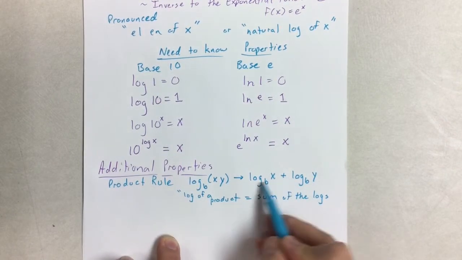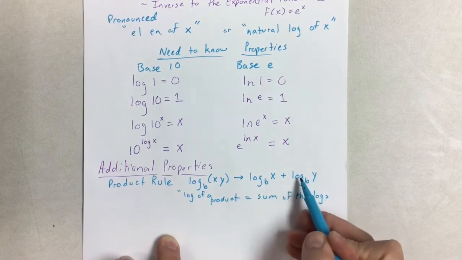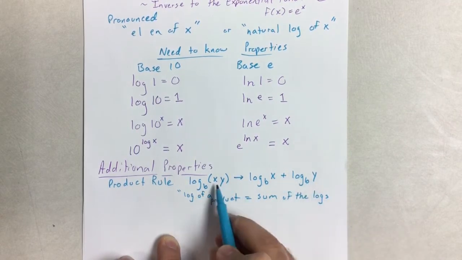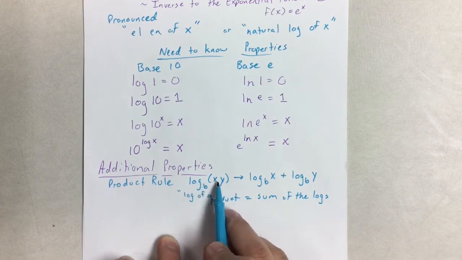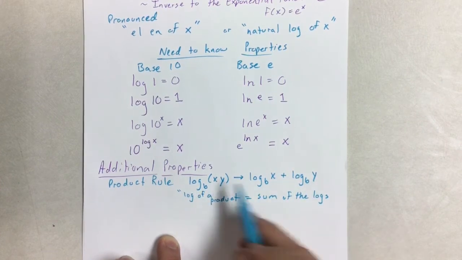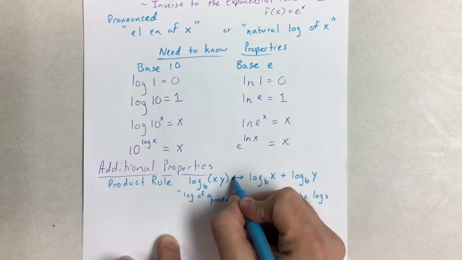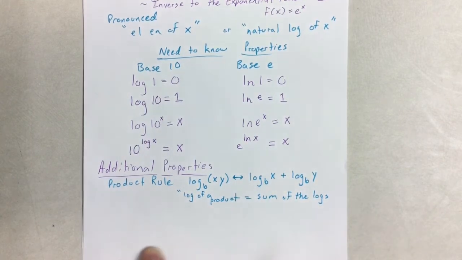Now this actually goes in both directions. If I have a sum of two logs with the same base, I can rewrite that as one single logarithmic function of the product of those two elements. So it goes in both directions. You can see me put an arrowhead on both sides.